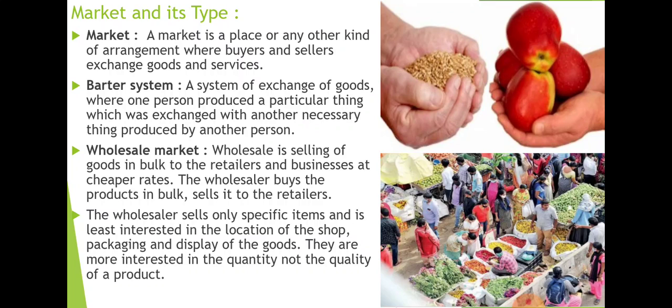The person who needs to purchase the wheat grain, if he has fruit, can exchange it with the other person. This kind of system existed in ancient times, but after some time currency started appearing. The currency was different earlier: it was stone, some semi-precious stones, then came metals, and nowadays we are using notes and other cheap metals.